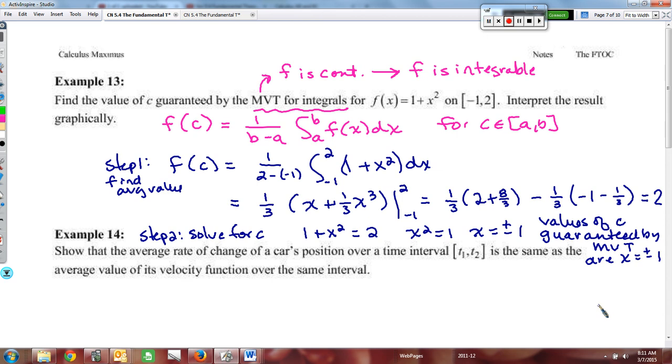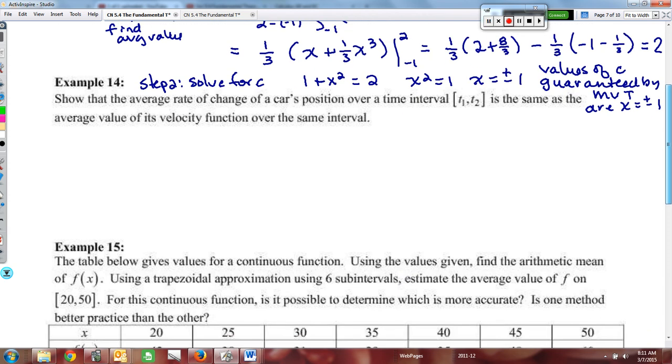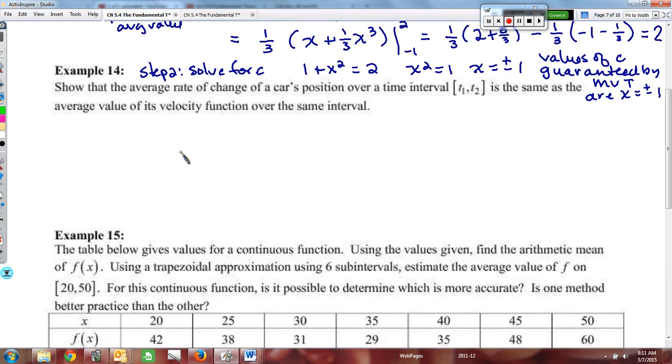Step 1, find your average value. Step 2, set it equal to your function and solve for c. When we were doing the mean value theorem for derivatives, step 1 was find your average rate of change, and step 2 was set it equal to your derivative and solve for c. So those are the two steps that we're looking at. All right, and then this I talked about in the last video, but it bears repeating.